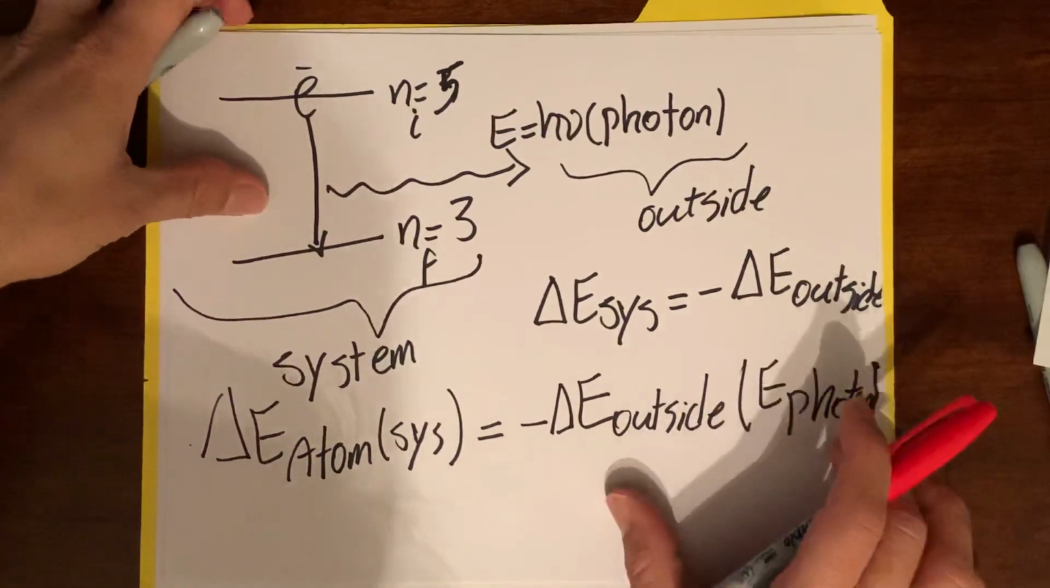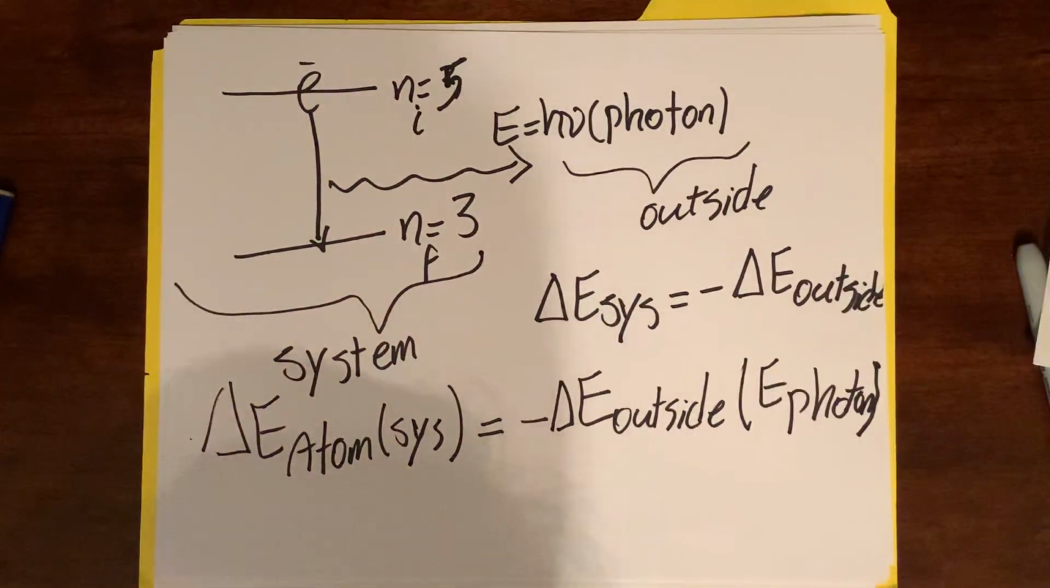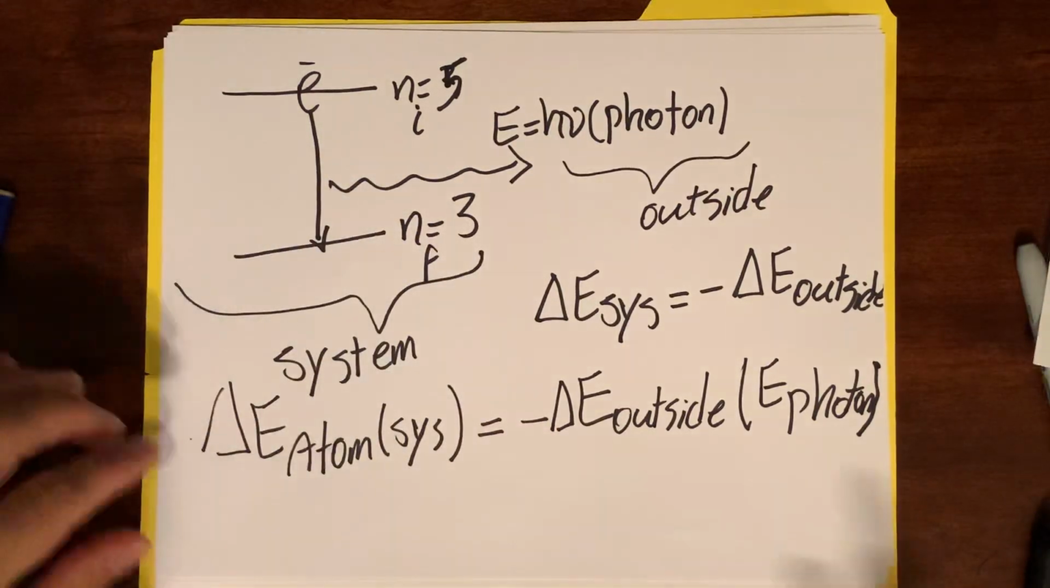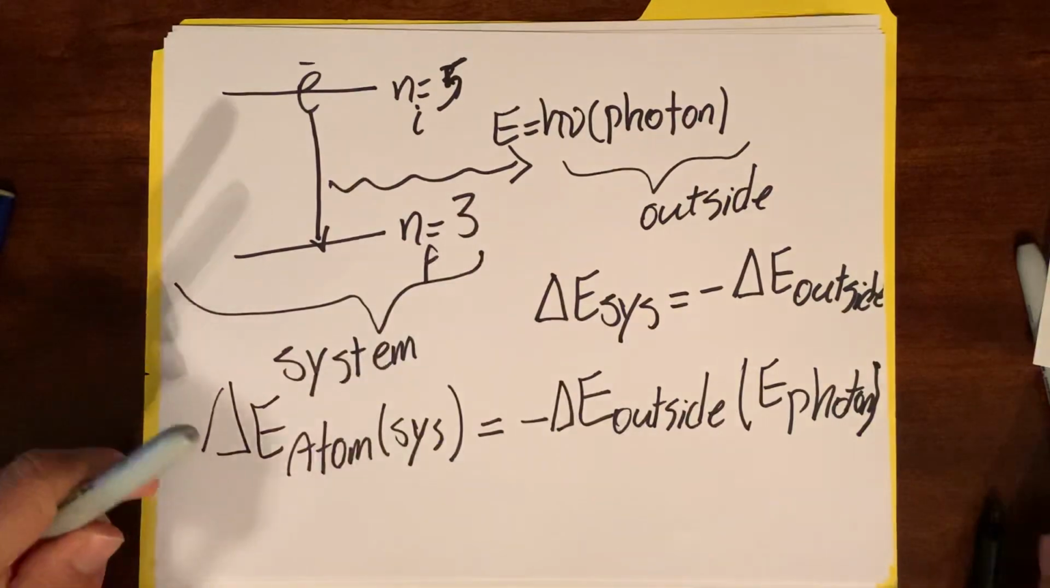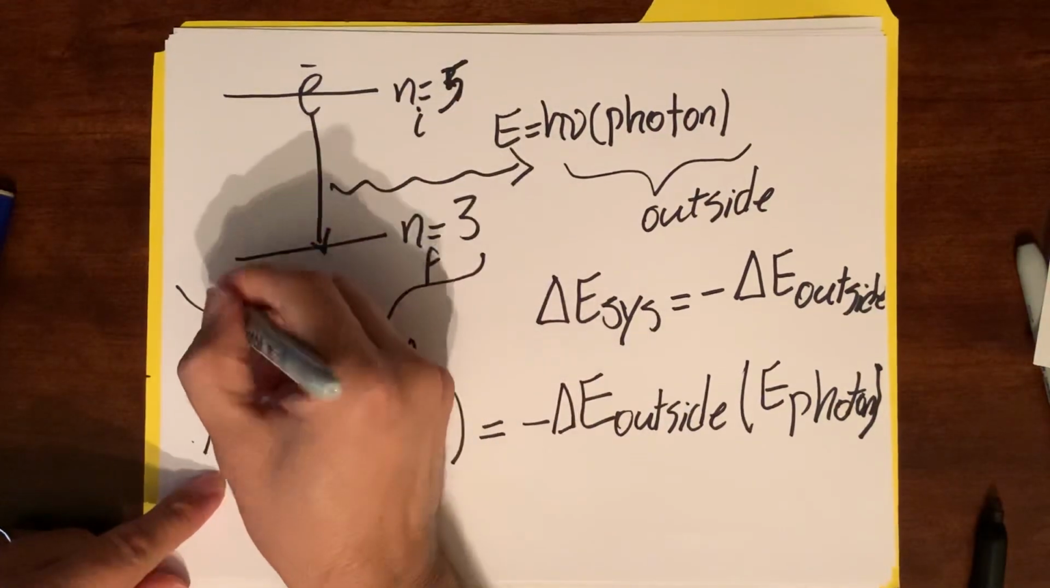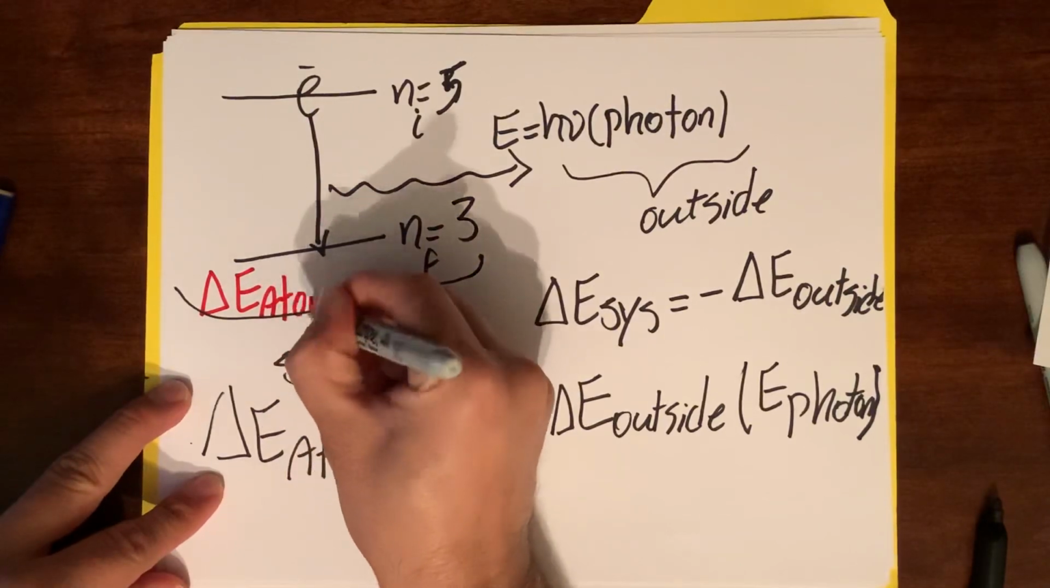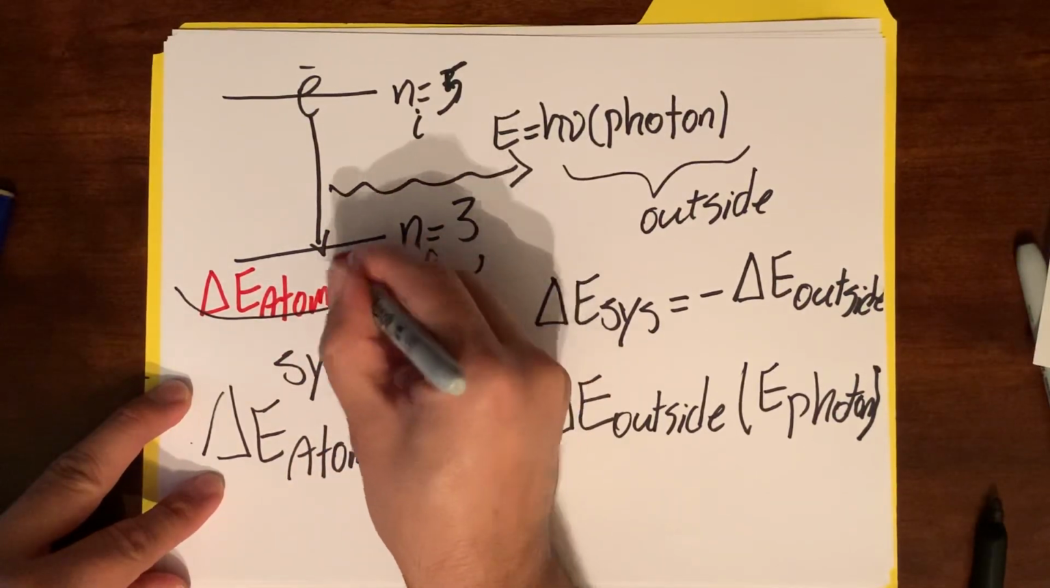So I will use this one to calculate the energy of the photon. Remember, this one, the change with energy of the atom, is going to be negative. It will be a negative number.